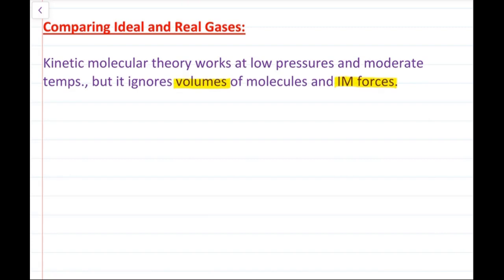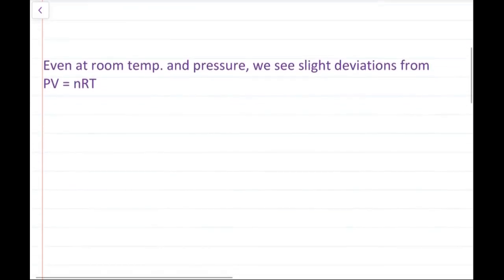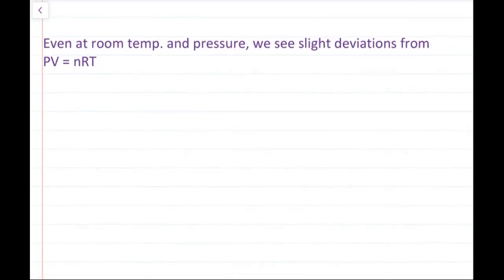Of course, if we want to be really accurate in determining a number of moles of gas in a sample, for example, we have to take into account that the gas particles do have volume, and it's going to affect our calculation. They do attract each other, and that's going to affect our calculation as well. So even at room temperature and pressure, where we have fairly normal temperature and pressure, we do see slight deviations from PV equals nRT.